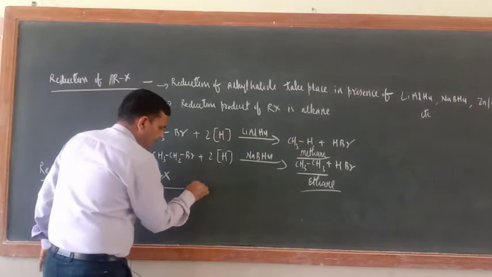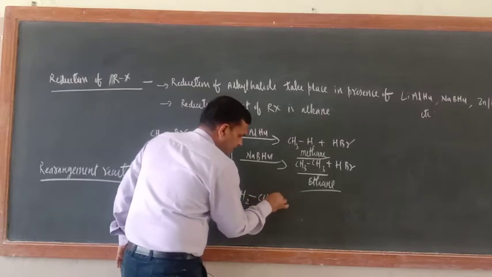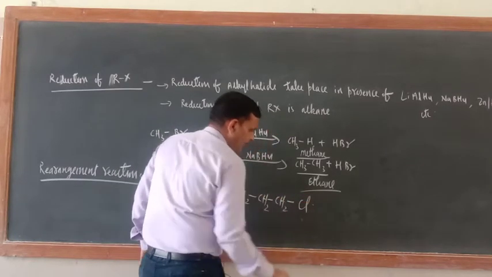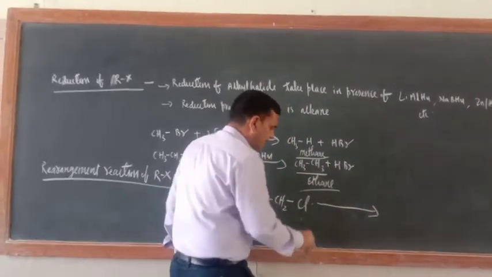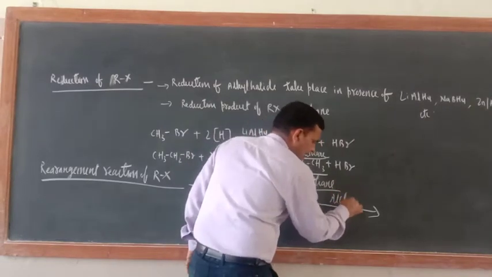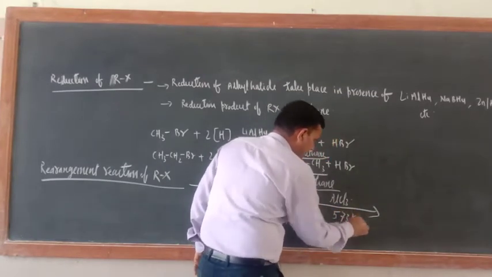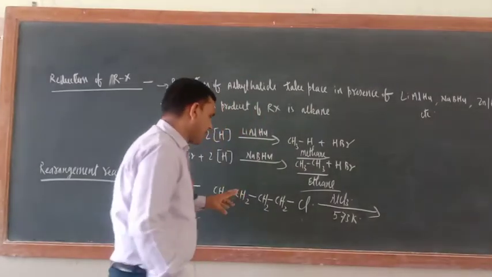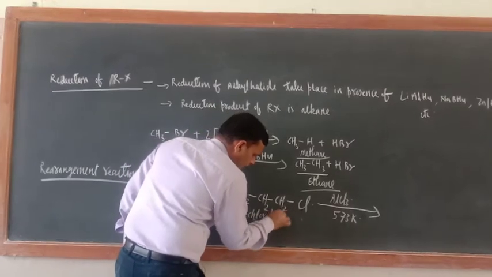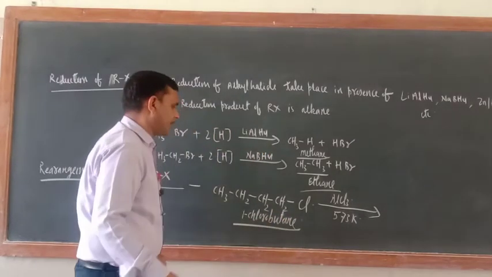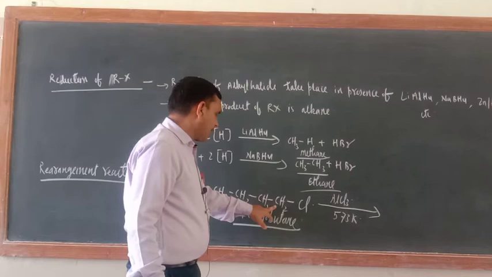Just see, take the example. CH3 CH2 CH2 CH2 Cl. Rearrangement always takes place in presence of aluminium chloride, AlCl3, and temperature is 573 Kelvin. So what is the product here? Right now this is 1-chlorobutane. This is a 1 degree alkyl halide.